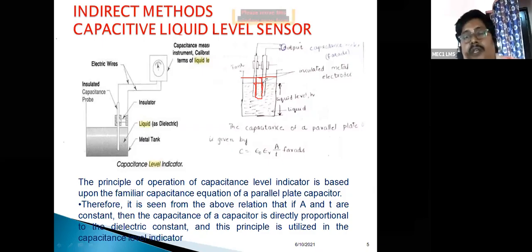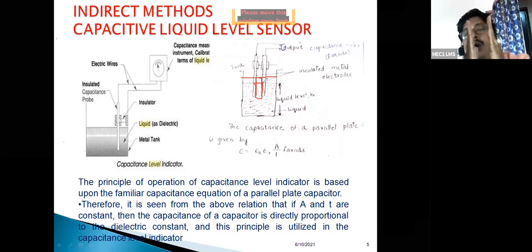In the formula, A indicates, for example, one plate is there and the other plate, so two plates are there like this, right? Both are parallel to each other, so that's why we can call this a parallel plate capacitor. If these two plates are like this, the overlapping area has no change.